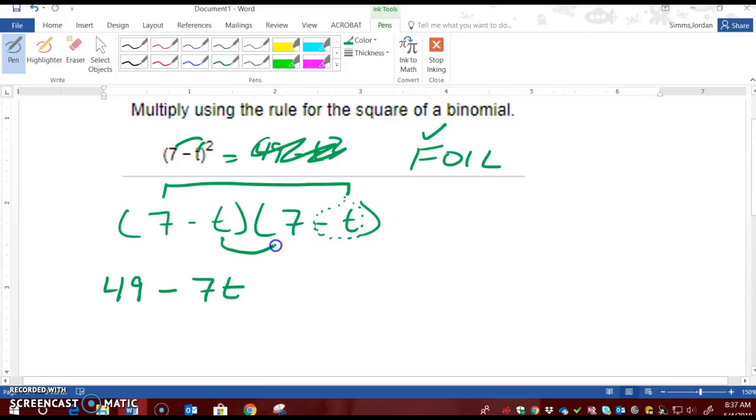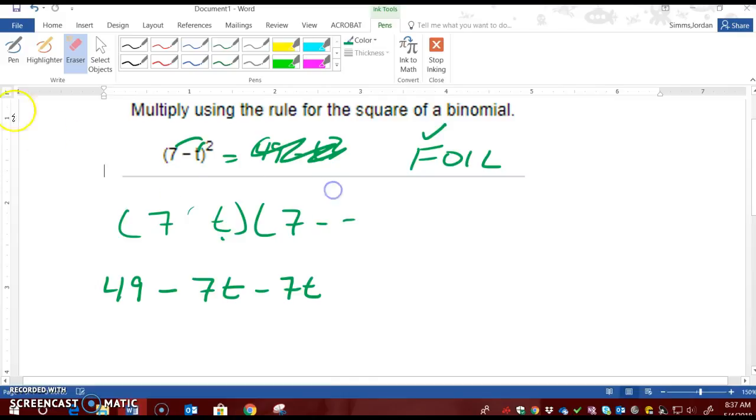Now we're going to do the inside. Same deal, negative 7t. Because again, it's just like this is a negative 1, right? So it's 7 times negative 1 gives us negative 7, and the t comes along. I'm making a mess of this. Let me erase some. I'll write it again. Okay, minus t. There we go. So now we'll do our last, which is going to be negative t times negative t.